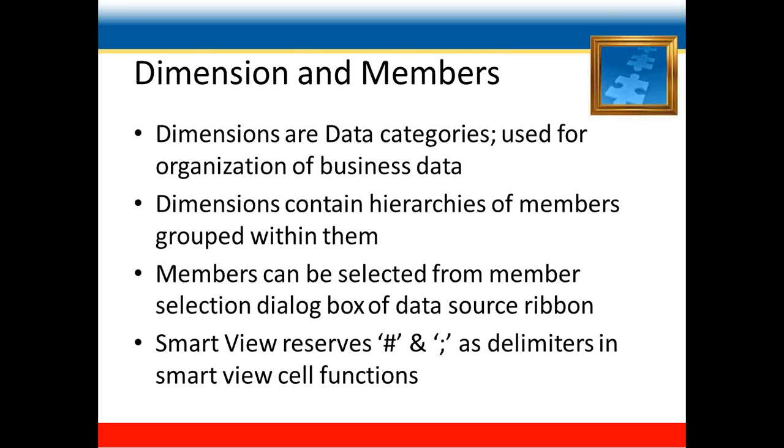Dimensions are data categories used for organization of business data. Dimensions contain hierarchies of members grouped within them. These members can be selected from the member selection dialog box of the data source ribbon. But with dimensions we face one limitation, and that is we can't use some keywords as a dimension name, as SmartView reserves some of these keywords as delimiters in SmartView cell functions.